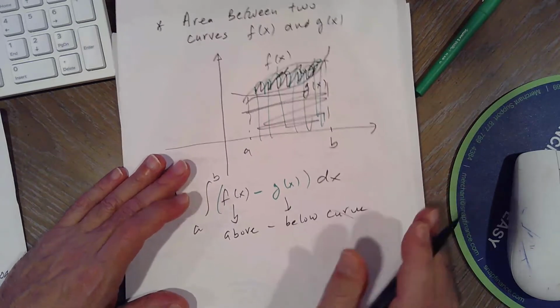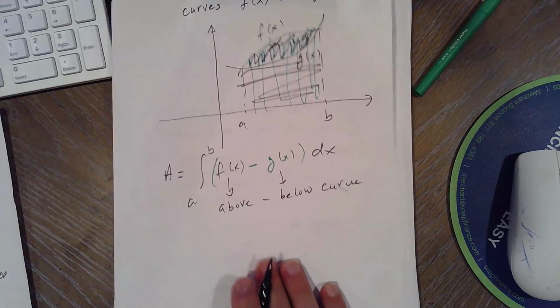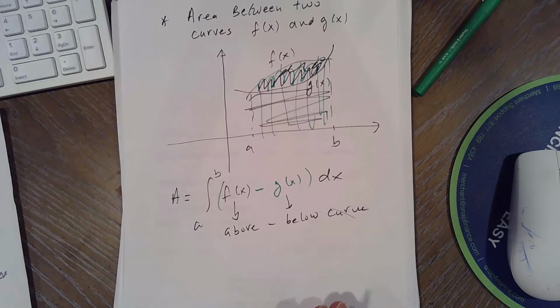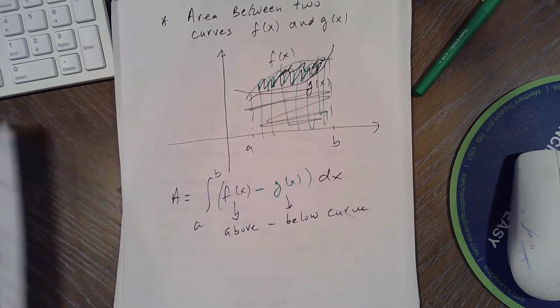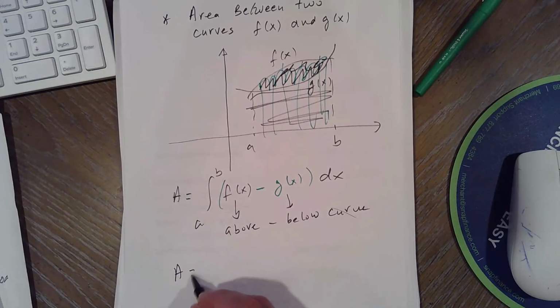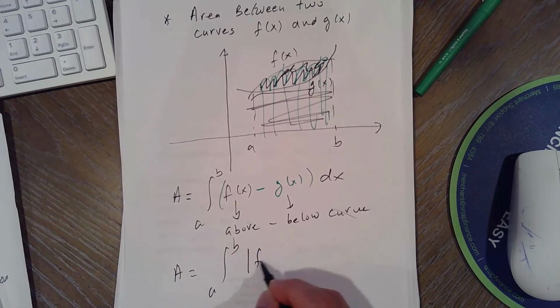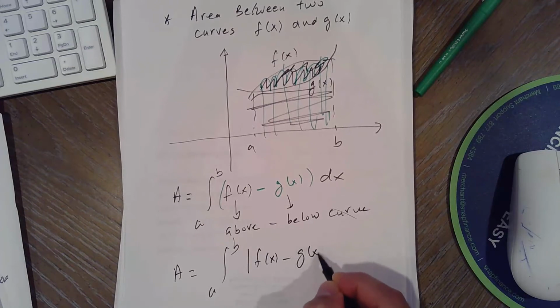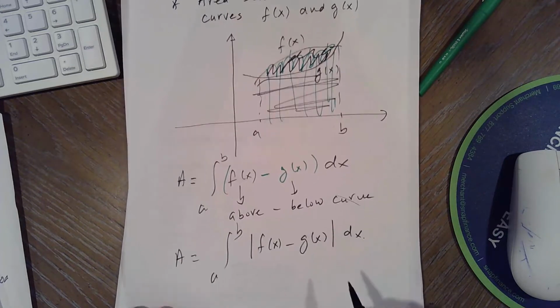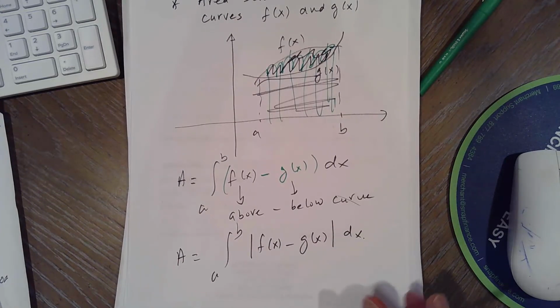And if we're not sure what's above and what's below, then we do the subtraction and absolute value. So it would be the integral from a to b of the absolute value of f minus g. It doesn't matter which one is f and which one is g, if you're not sure about which one is above and which one is below.